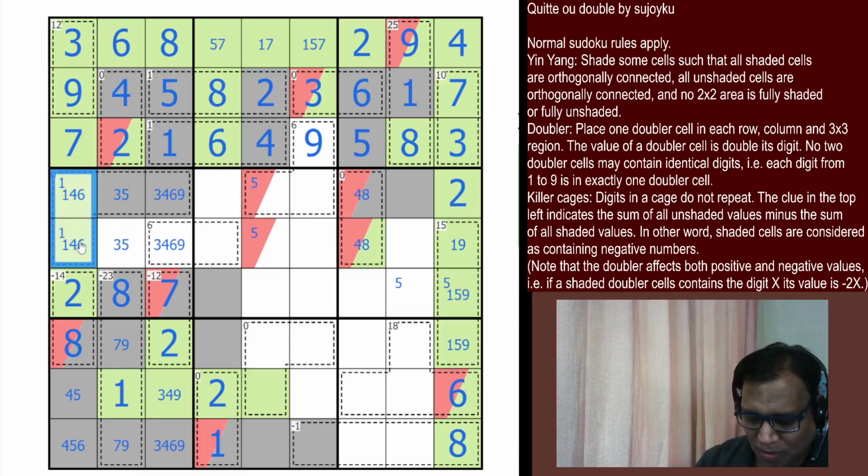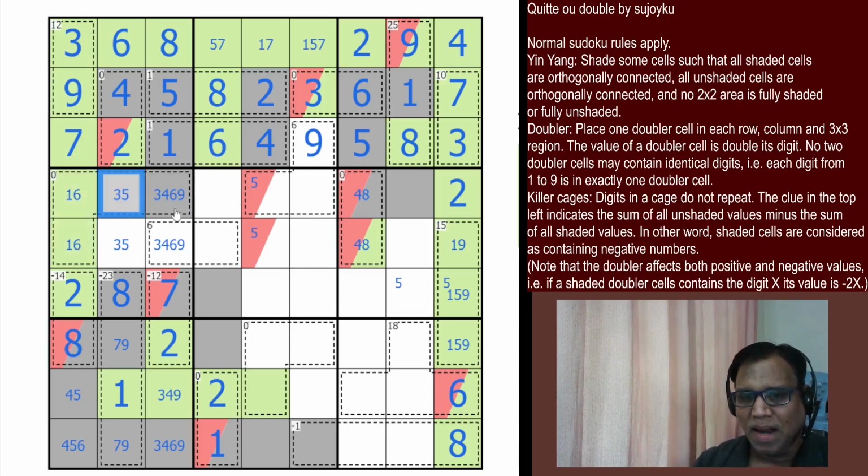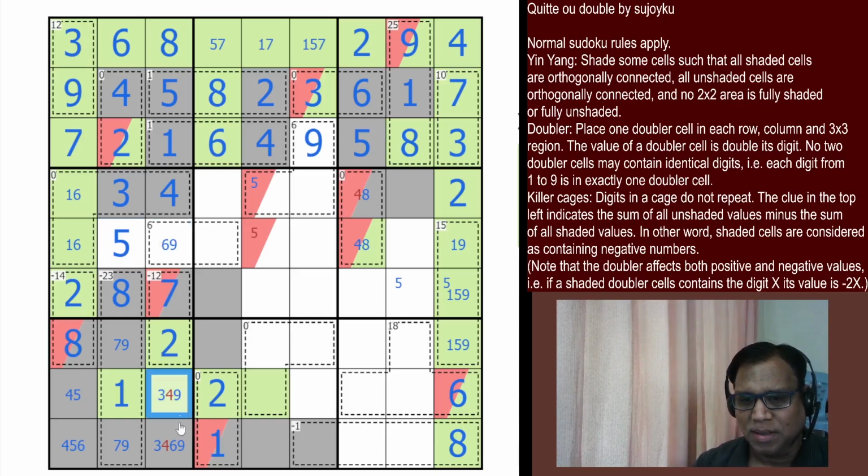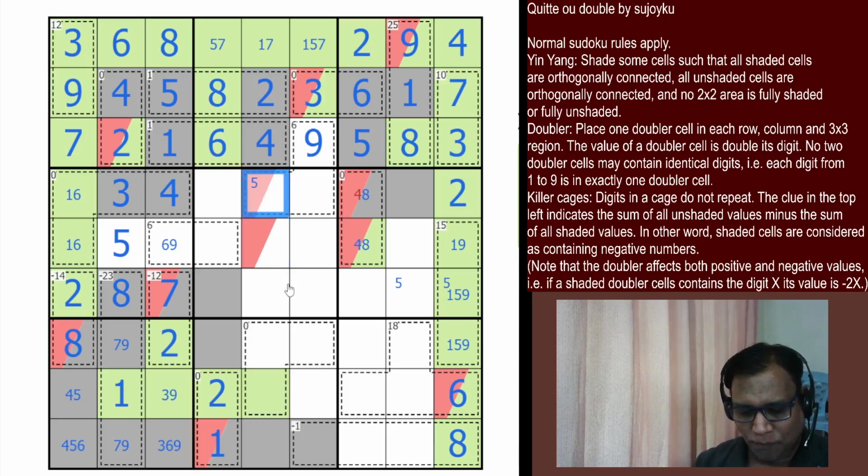And the only way to achieve that is to remove 4 from here, which will become 7. And this is 3 and 4, which is 7. That's the only combination. So that means that has to be 3, that has to be 4. And that gives a lot of values here, right? That 5 is removed, 3 and 4 is removed, 6 and 9 is here, 4 is removed from here. Again that 5 removes from here, and we know that 5 is doubler, right?